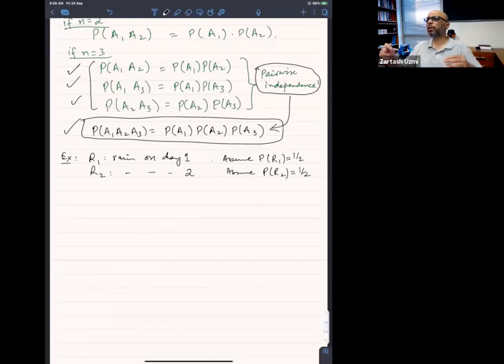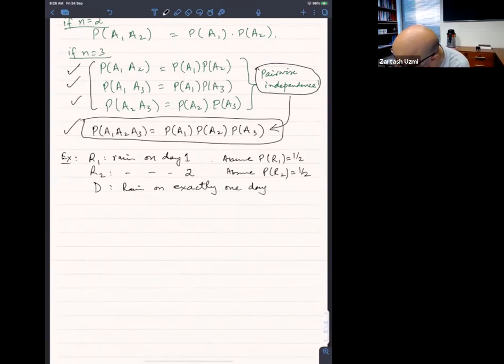So if it is given to you that on any given day, the probability that you will have rain is 1/2 independently of any other day. So D is the event. I'm going to define this. Rain on exactly one day. So किसी एक दिन बारिश होती है, दोनों दिन बारिश नहीं होती. ठीक है, on exactly one day. So I'm going to find the probability of D.